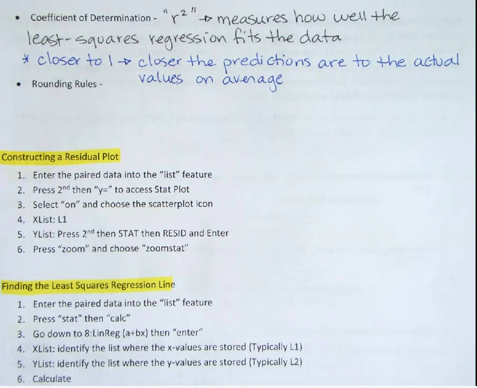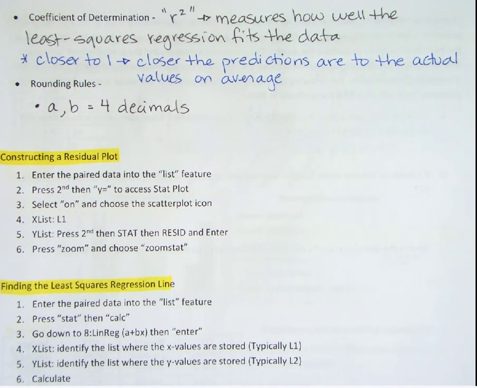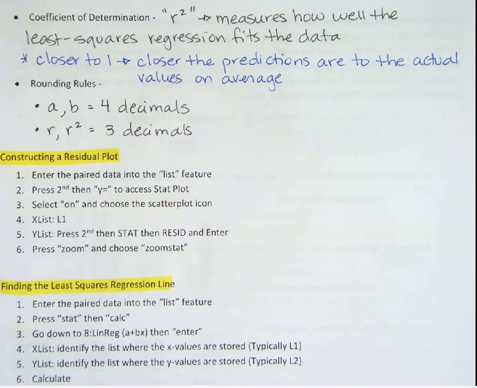Because we are calculating a least squares regression line, the values are not going to be exactly perfect, so we need to have some rounding rules. We're going to round all of our values for a and b in our least squares regression line to 4 decimals. For r and r squared, we'll round to 3 decimals. And for y hat, or our predicted value, we will round to the same decimal place as whatever the original data set is.